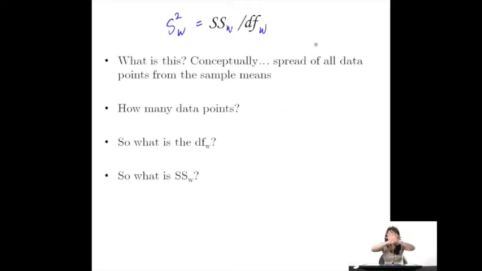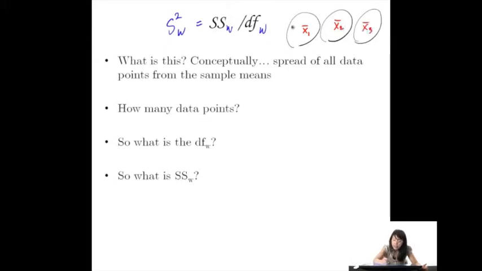Let's talk about what this means conceptually. Conceptually, this means the spread of all the data points from their own sample means, right? So this is the picture I want you to think of. So everybody has their own little sample mean, right? X bars, own little sample means. And here are my little data points. And I want to get the distance of each set away from their own set's mean, right? This is going to give me the within group variation, right?